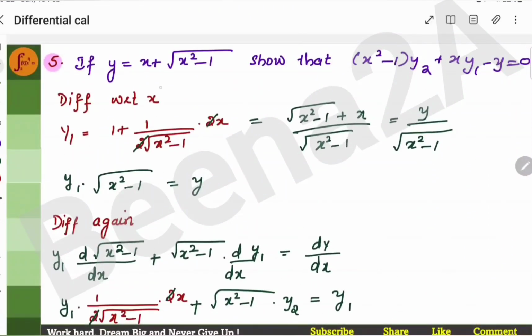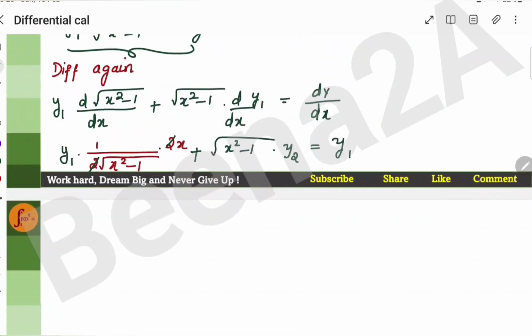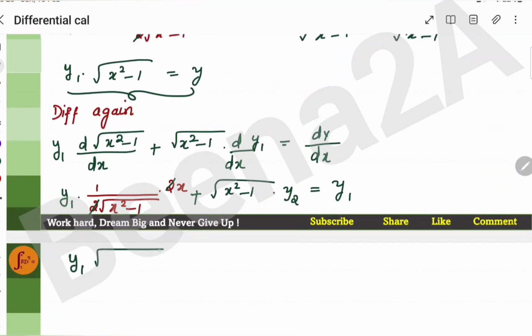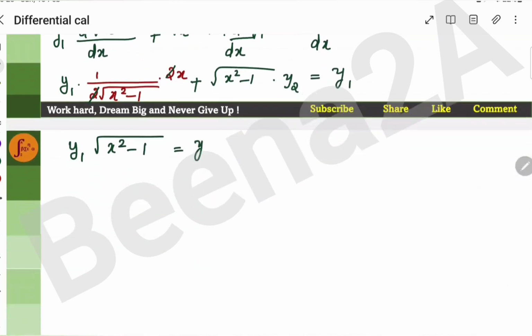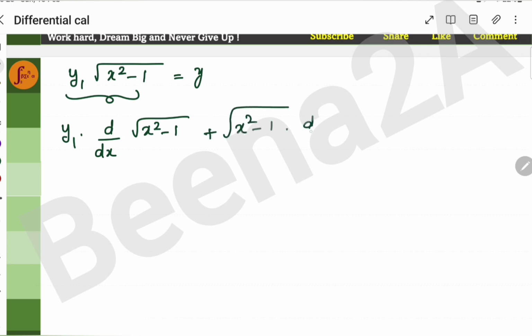Next one. So find the derivative. So here you'll get the first order derivative. Let's find the second order. Let's do this. So first order was y1 into root of x square minus 1 is equal to y. Now let's differentiate again. So you'll have to use product rule. y1 into derivative of second function, which is root of x square minus 1, plus root of x square minus 1 into derivative of y1, and derivative of y.